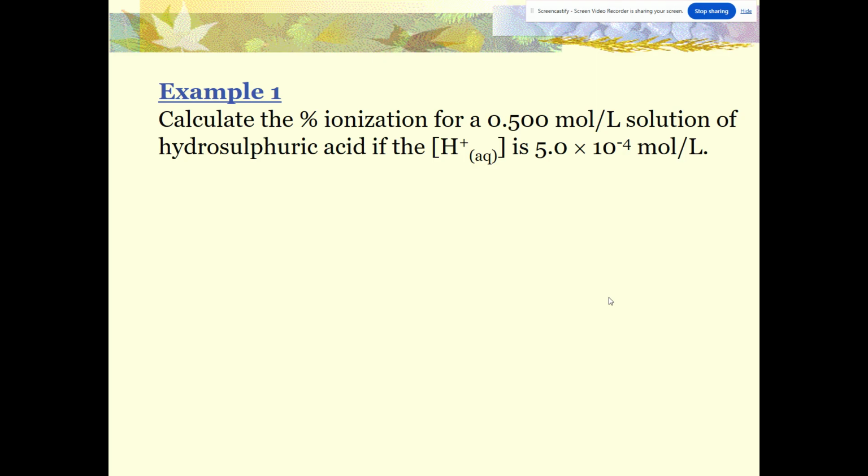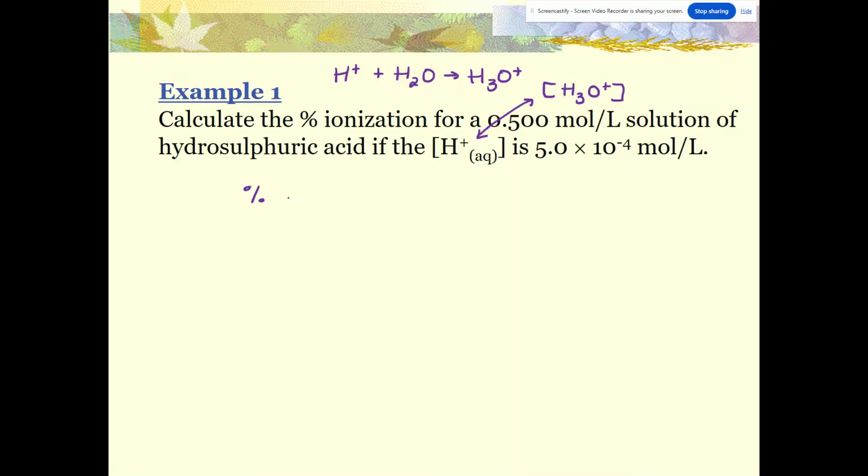So let's say you're asked to find the percent ionization for a 0.5 mole per liter solution of hydrosulfuric acid if the hydrogen ion, now here's a note, hydrogen is synonymous to hydronium. It's just that hydrogen is forgetting the fact that in water, that hydrogen ion is not going to exist by itself. It's going to bond with the water to make hydronium. Okay, so hydrogen and hydronium can be used interchangeably. They mean the same thing.